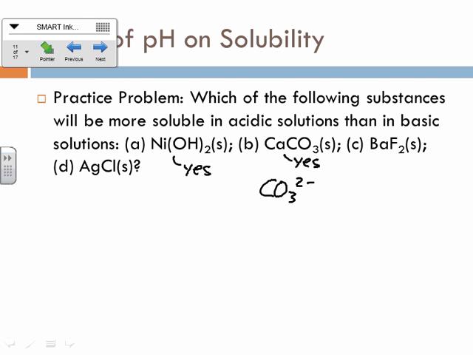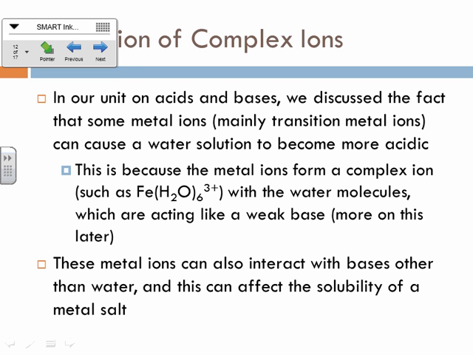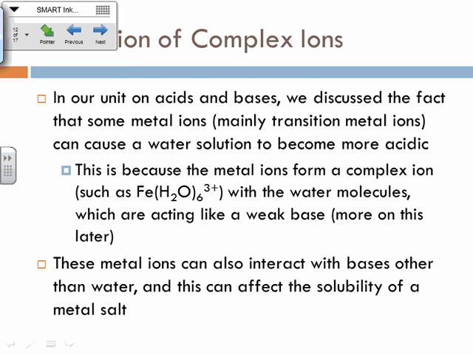You got to remember your list of strong acids here in order to be able to answer this question really well. What about BaF2? I would say yes on that one too. I mean, we already looked at one that had a fluoride ion in it. What about AgCl? There we go. That's the no. So that's fairly simple, right? I think the kind of question they would ask you about that would probably tend to be conceptual rather than calculation-based. And then the last one we need to talk about is the formation of complex ions.